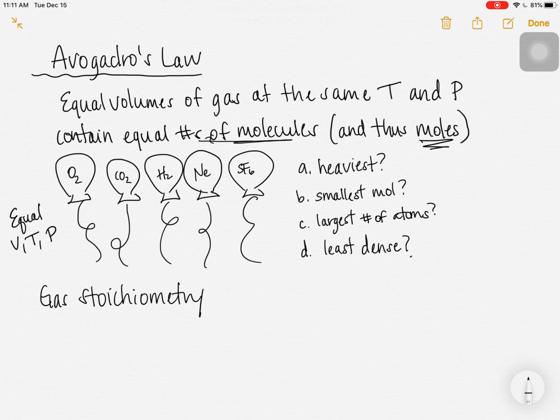Okay, so let's attempt to answer these questions, okay? My 4 questions. Which balloon's the heaviest? Which balloon has the smallest number of moles? Which balloon has the largest number of atoms? And which balloon is the least dense? So these are fantastic questions.